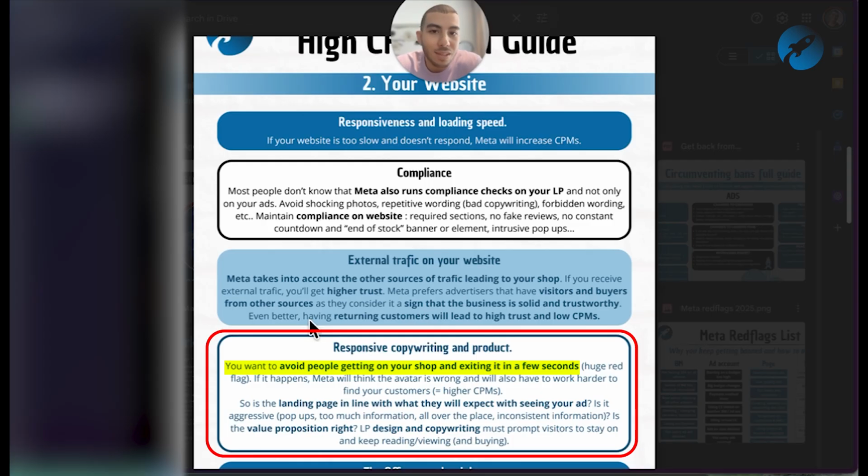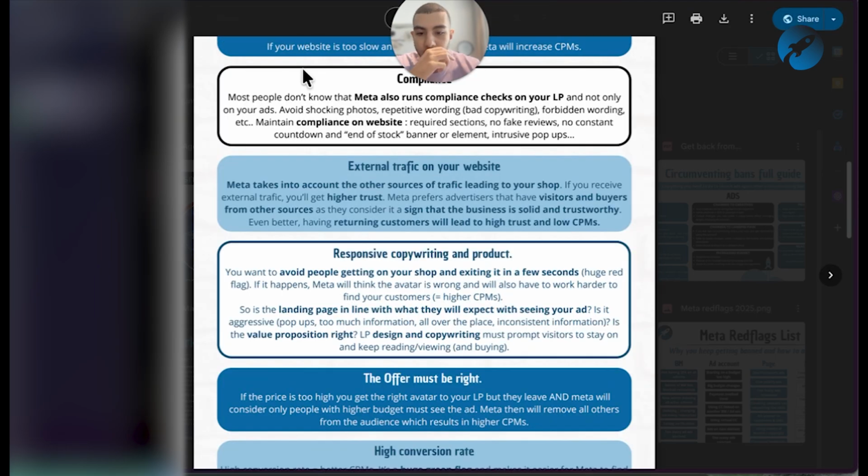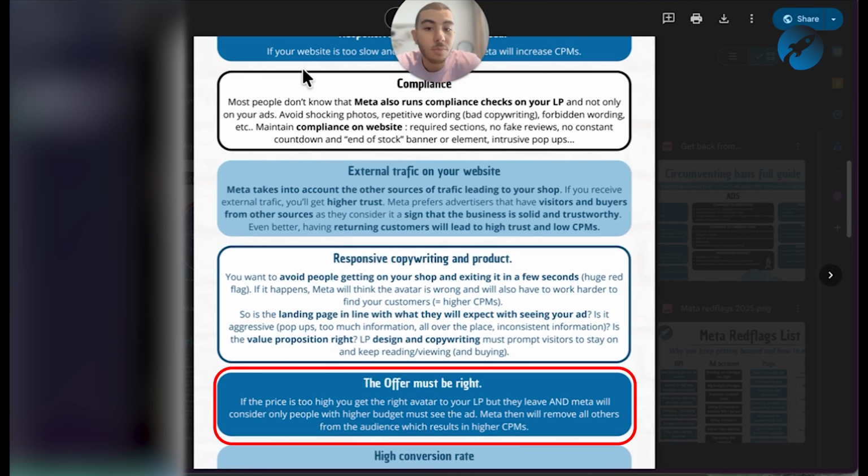So especially if you're testing a new funnel and you see the performance is terrible right away, maybe you should consider checking on this and making sure that the offer is right, colors are right, everything creates an ecologic environment for your customers when they arrive on your website. Then we have the offer. So the offer must be right.